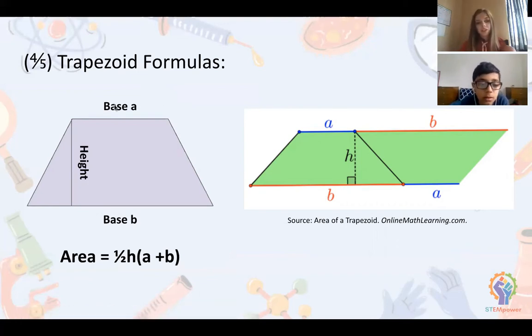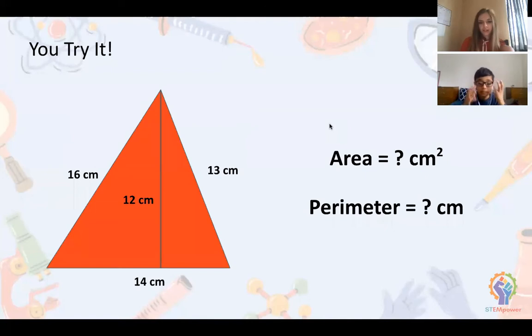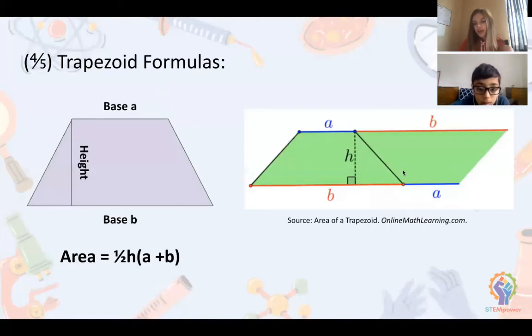Okay, so for a trapezoid, there's 2 bases on a trapezoid, the shorter base and the larger base. So you do both bases, add them together, and then you would multiply it by the height, and then you would divide it by 2. And similar to the triangle we just did, if you put 2 trapezoids together, it'll make a parallelogram, and then you're basically just taking the area of a parallelogram and dividing it by 2 to get the trapezoid area.